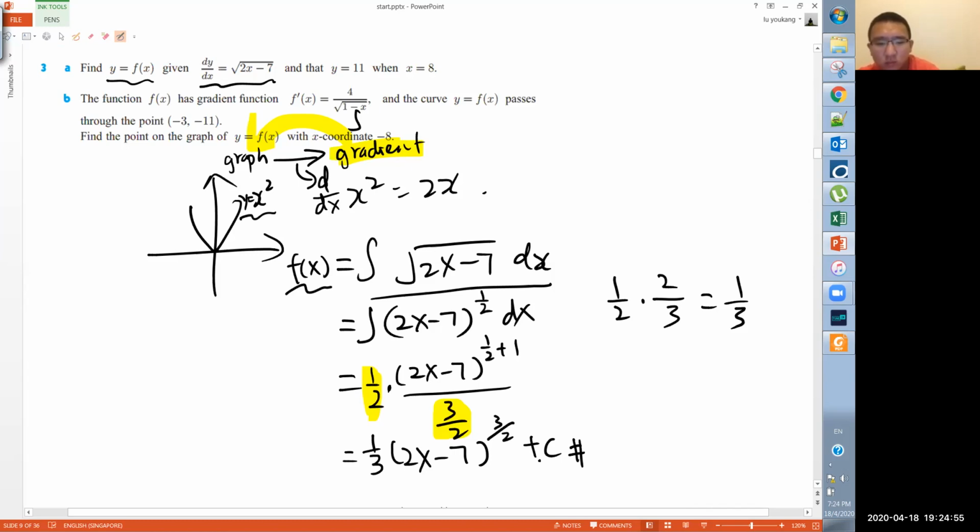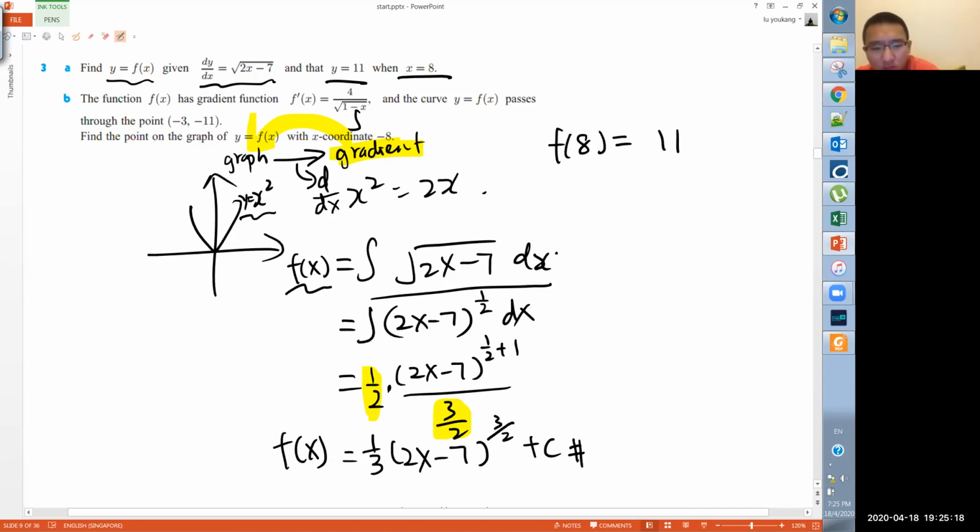Okay, so right now you are supposed to find your plus c, or you are supposed to find your c. How? You are given that when y equals 11, x is equal to 8. So that means f(8) is equal to 11. So with this, what you can do is you have this 2 times 8, you put in your 8, plus C, you're supposed to get 11.